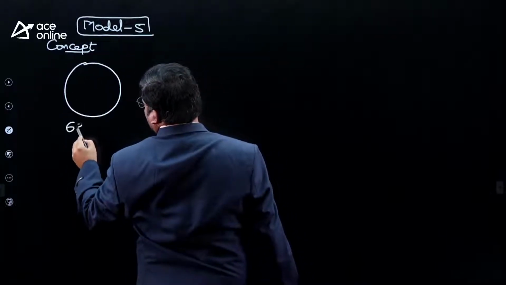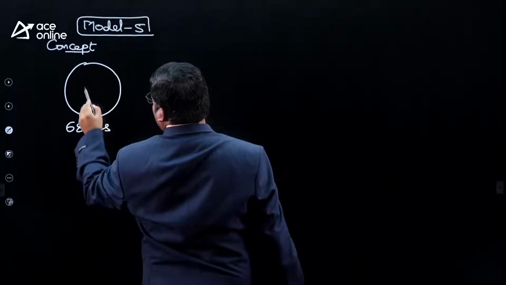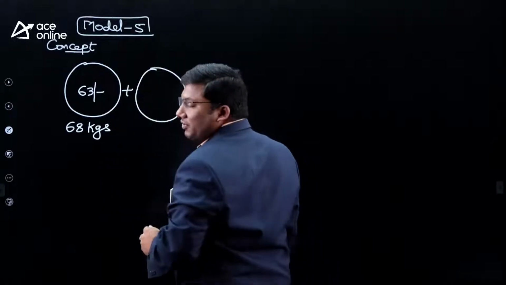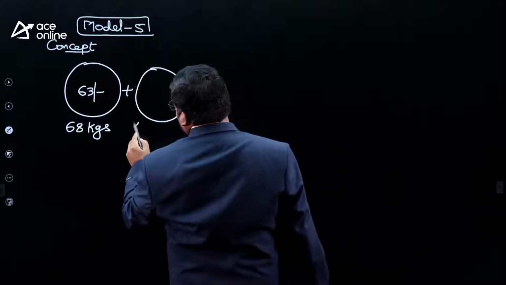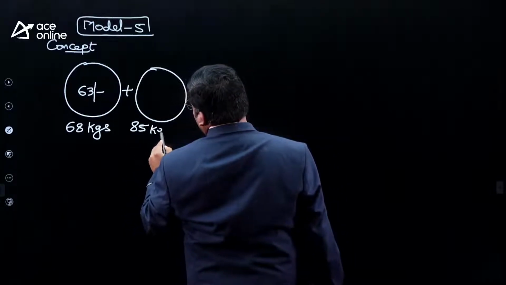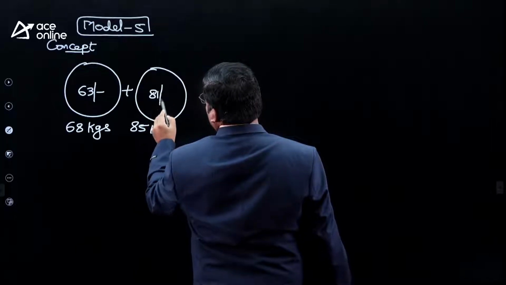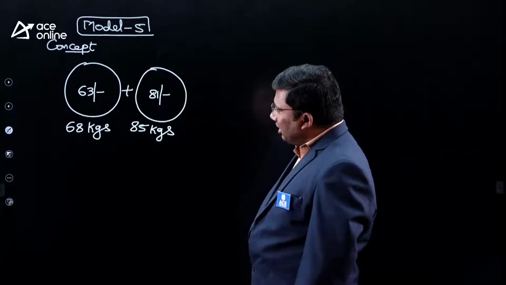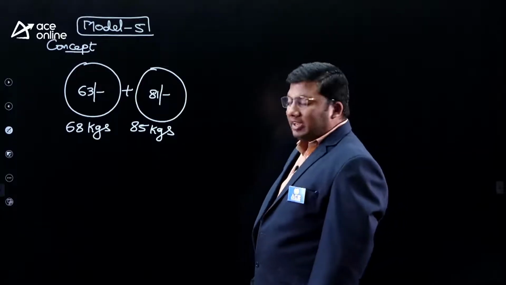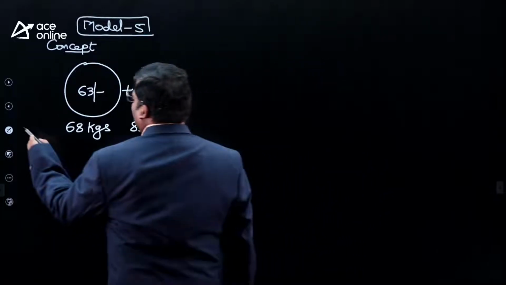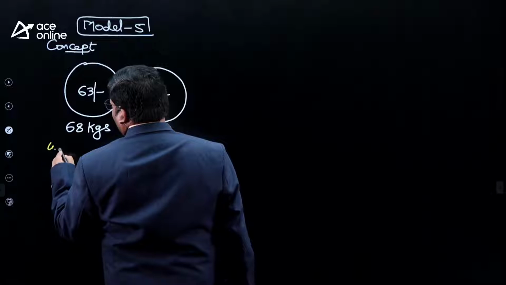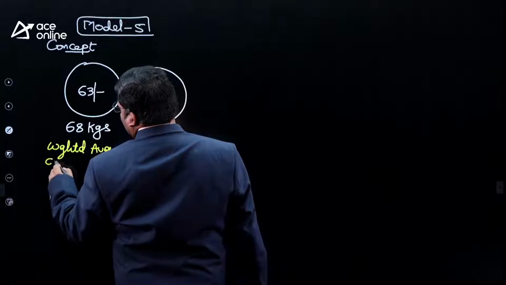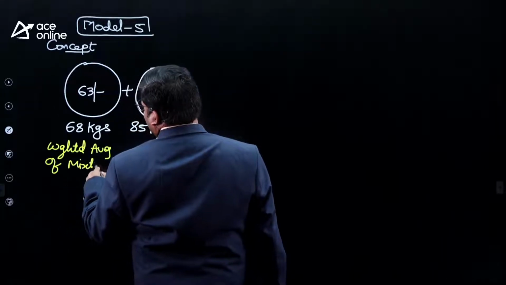68 kgs of rice costing 63 rupees is combined with 85 kgs of rice costing 81 rupees. Find the weighted average of the mixture.